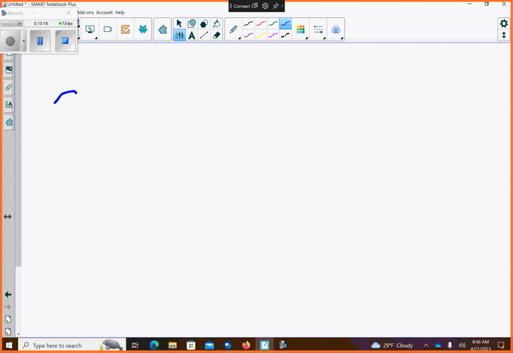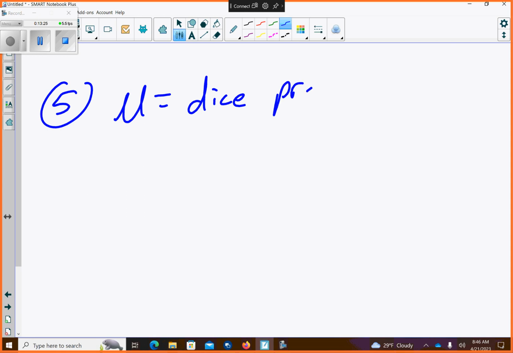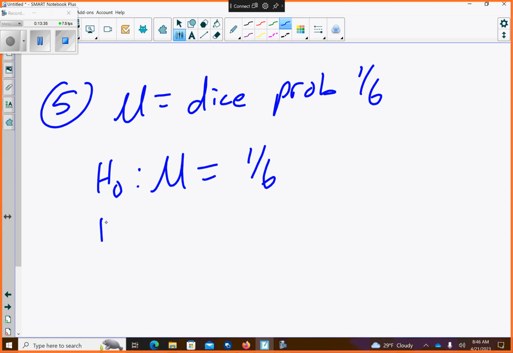So state the null and the alternative. So number 5, we're going to call mu the dice probability, which is 1/6. So we could say that our null is mu is equal to 1 out of 6, and then the alternative, you could say mu is not equal to 1 out of 6. Our table we've already created on Desmos, which is great.